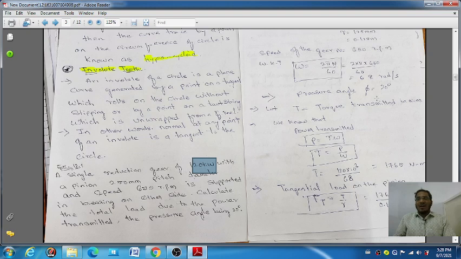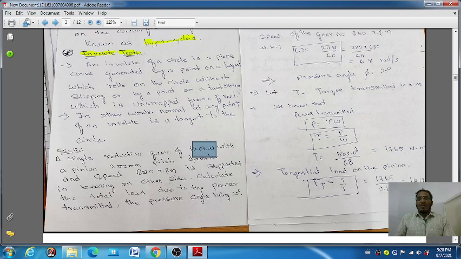Pressure angle is phi is equal to 20 degree. Now suppose that T is the torque transmitted in Newton meter. Then power, you know very well the power formula, P is equal to T into omega. Just cross multiplying, you will get T is equal to P by omega. Just substitute the value here. Then in the calculator we will get the value 1765 Newton meter. This is your torque transmitted in terms of Newton meter.